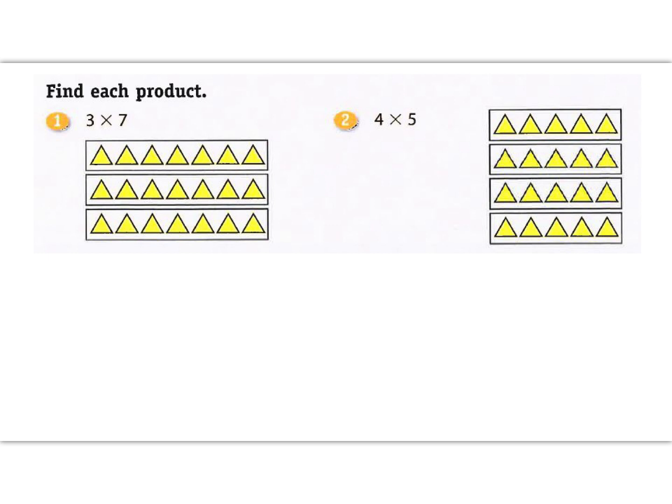It says find each product. Well, 3 times 7, what they did here is they did 3 groups, 1, 2, 3, and then there's 7 in each one, 1, 2, 3, 4, 5, 6, 7. So we can skip count 7, 14, 21. So 3 times 7 equals 21. 4 times 5, they have 4 groups, 1, 2, 3, 4 groups, and then 1, 2, 3, 4, 5 triangles in each group. Well, 5, 10, 15, 20. So if we skip count, we found 4 times 5 is 20.